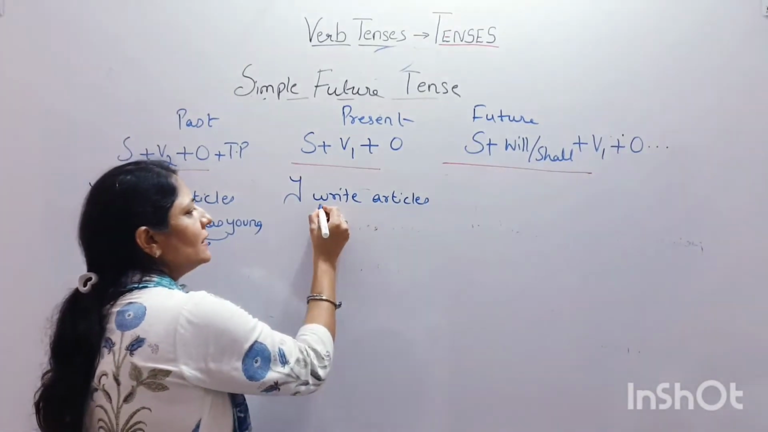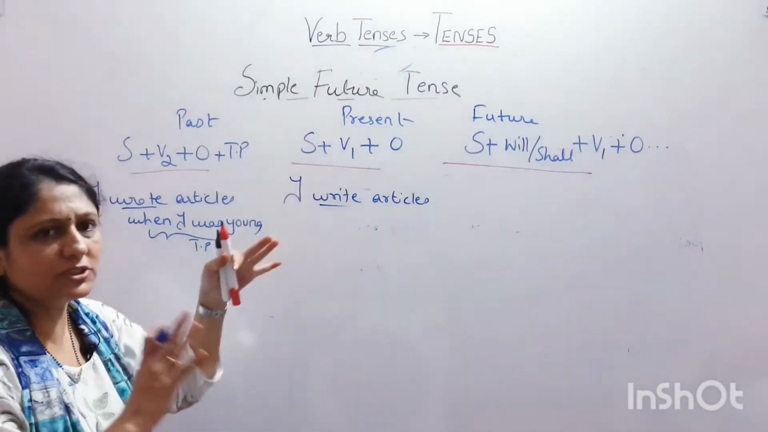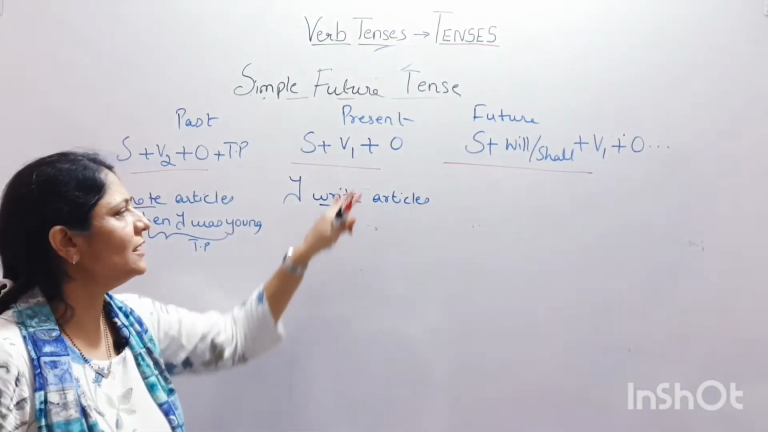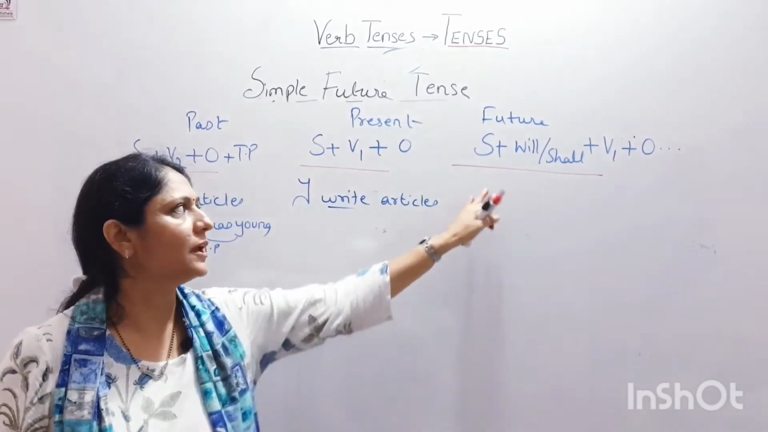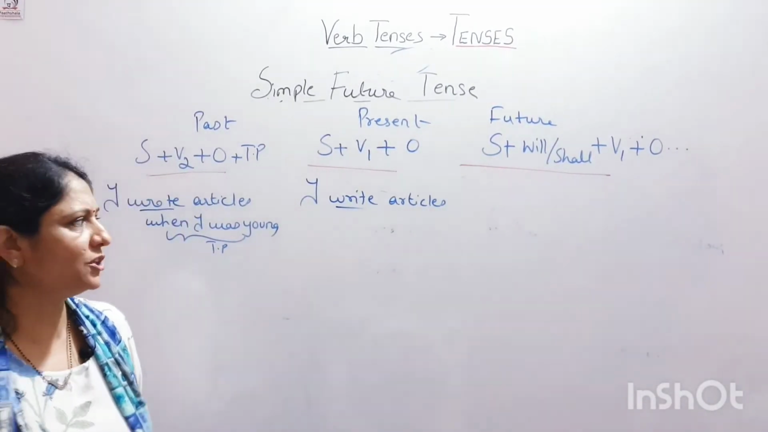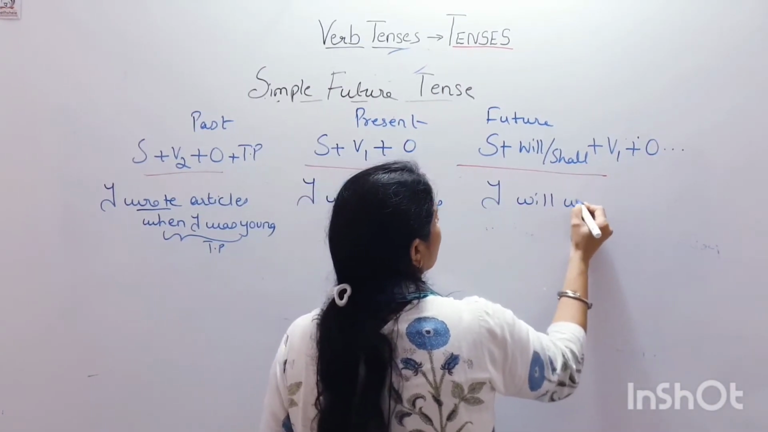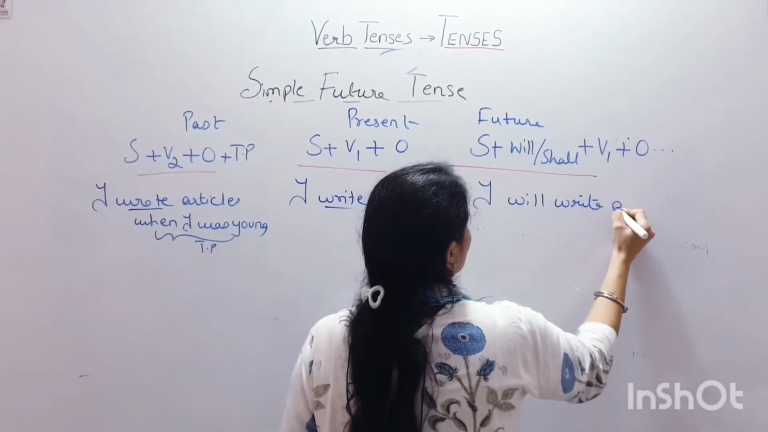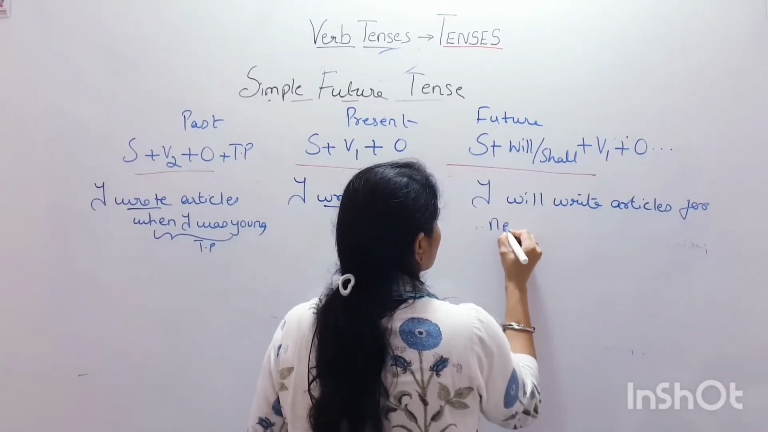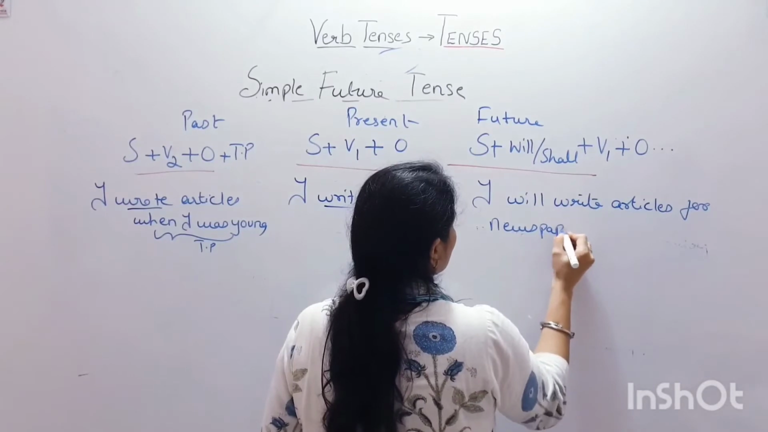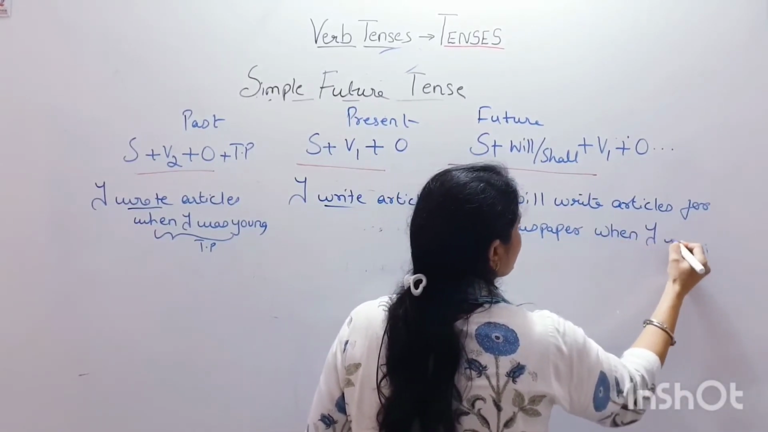I write articles. This is my simple present tense, a longer duration in the present. And what will it become in simple future tense? It will become I will write articles for newspaper when I retire.